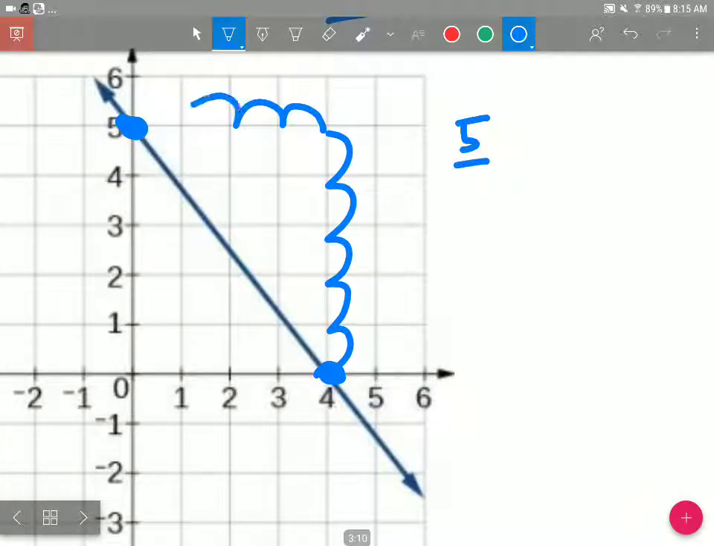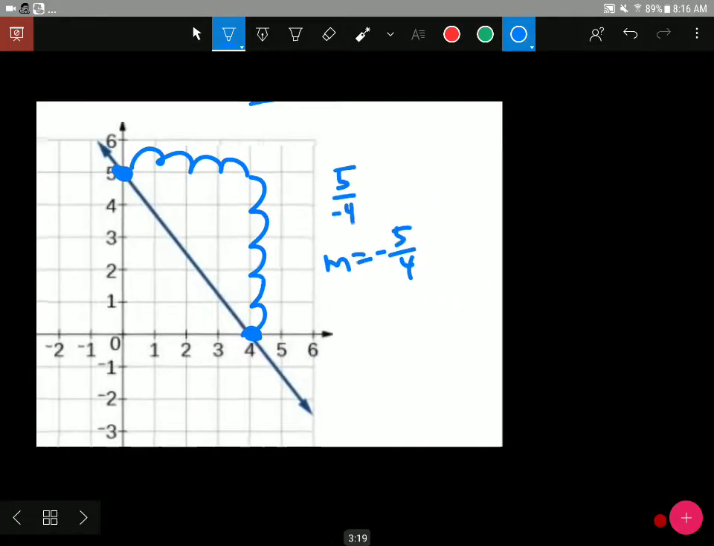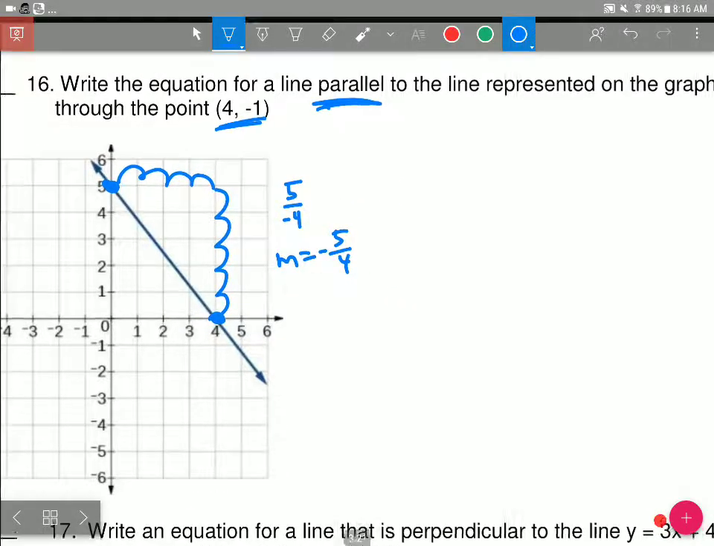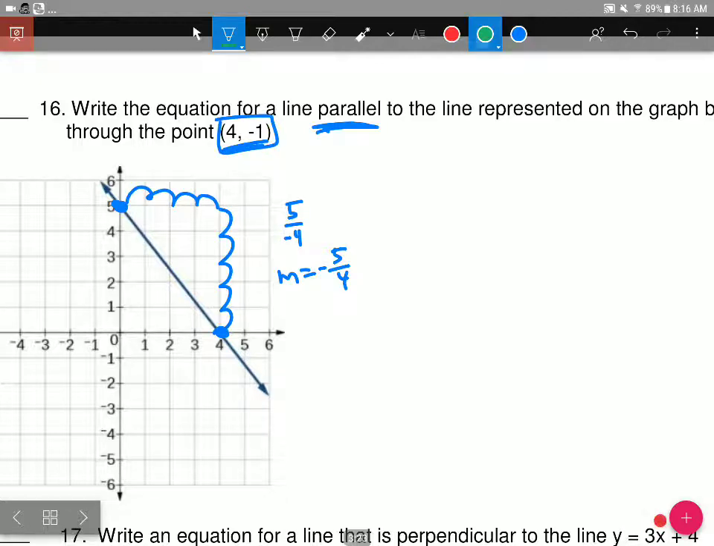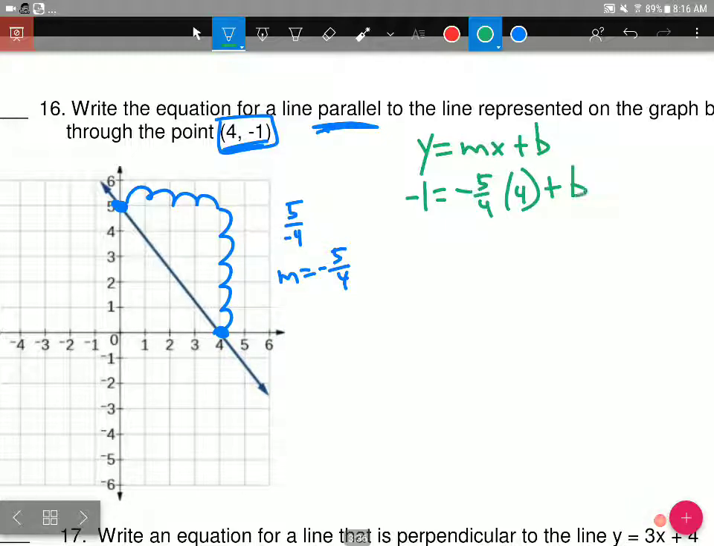And 1, 2, 3, 4 to the left, so that's negative 4. So my slope is negative 5 fourths. So I got my slope, and I got my point. So we'll do it 2 ways. y equals mx plus b. My y is negative 1. My slope is negative 5 over 4. My x value is 4, plus b.